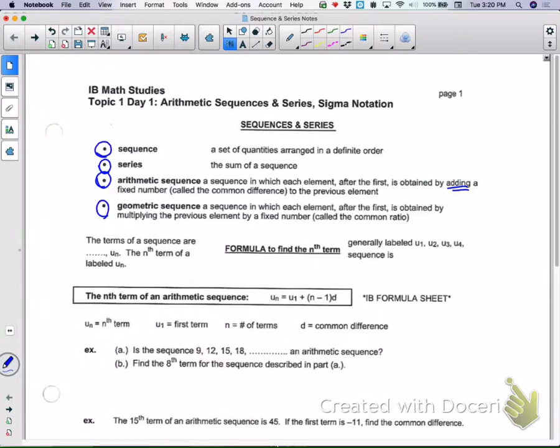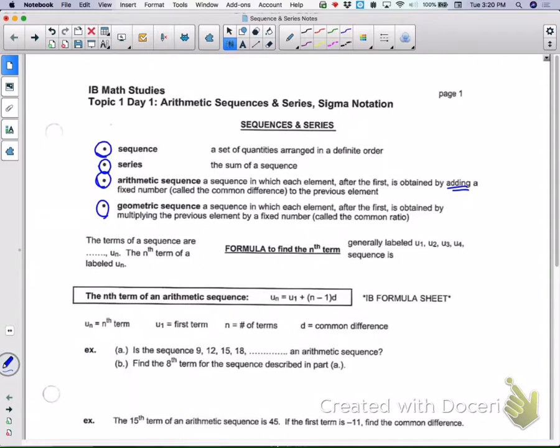Now, a geometric sequence is very similar, in which each element after the first is obtained by multiplying the previous element by a fixed number, and this is called the common ratio. So kind of like the common difference, this is one that is always multiplied. So if your numbers are multiplied by, say, half as much each time, divided by 2, then your common ratio would be a half. But we'll get to those more tomorrow.